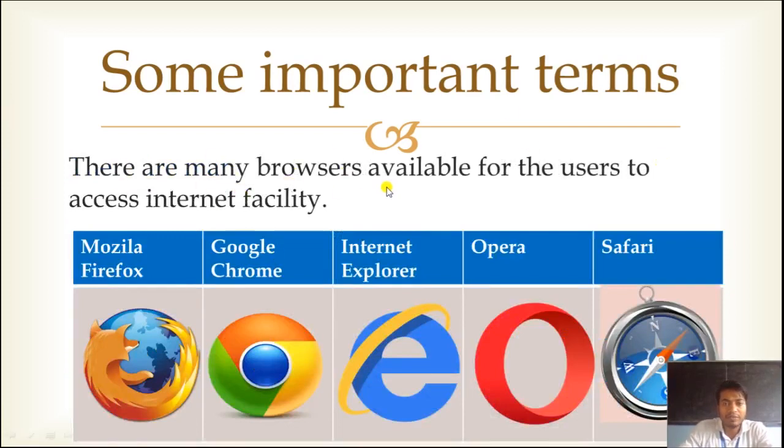Now there are many browsers available for the users to access internet facility. So here we have some example. First, Mozilla Firefox. Second, Google Chrome. Third, Internet Explorer. Fourth, Opera. And fifth one, Safari. So these are the web browser which we can use on our mobile phone or computer for searching anything, whether it is video, audio, text, etc.